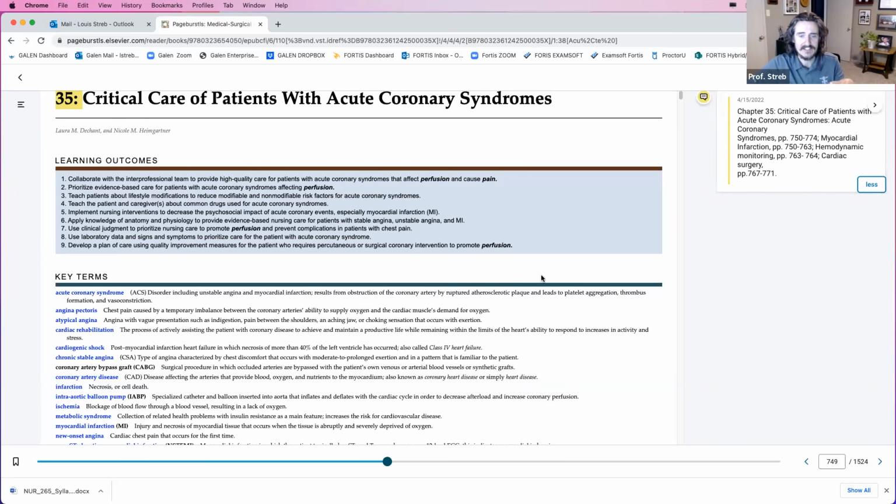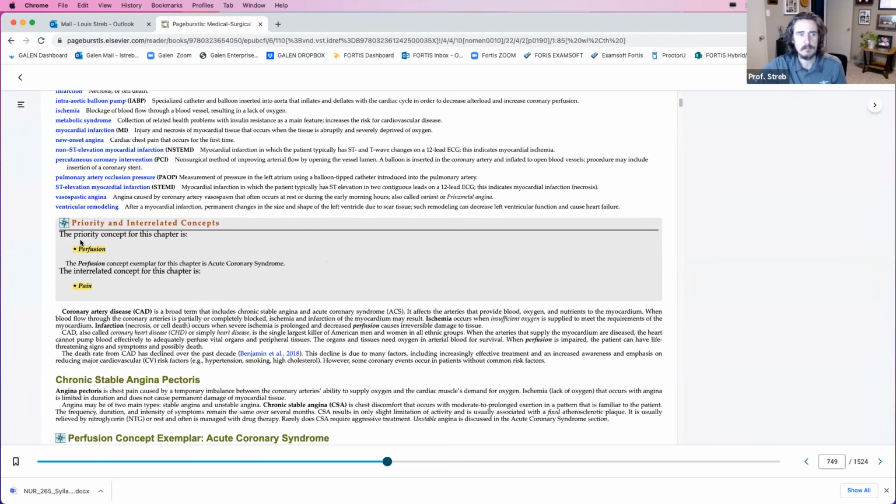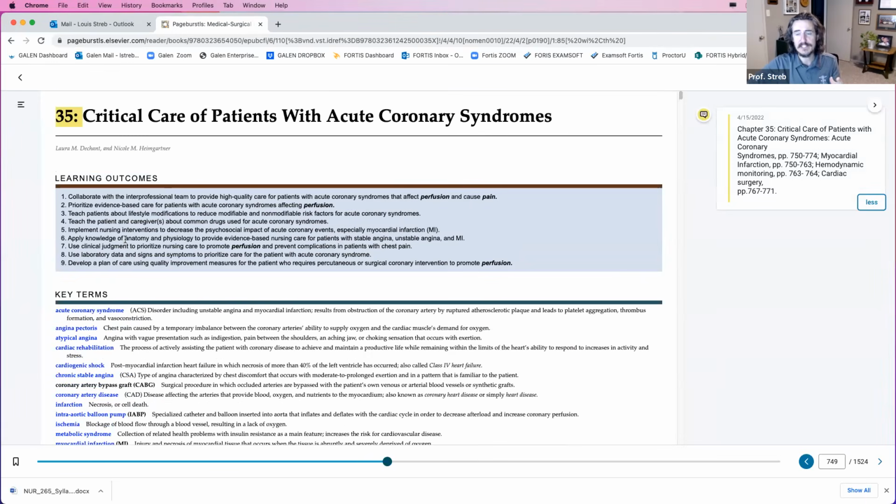So I have highlights in here already. When I think about acute coronary syndrome, what I want you all to do is think about perfusion and pain. The book tells you what the important stuff is: perfusion and pain. Just like in the last chapter, when it talked about aneurysms, it talked about perfusion and clotting. We're going to focus on perfusion and some of the pain related to it, because we're talking about decreased perfusion. Myocardial infarction means we don't have enough infusion into our myocardial tissue.